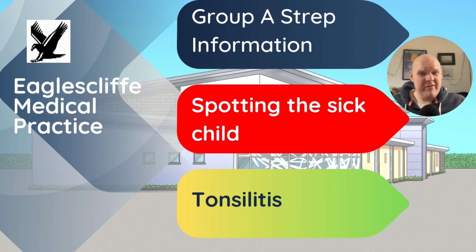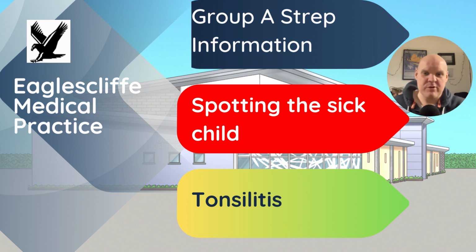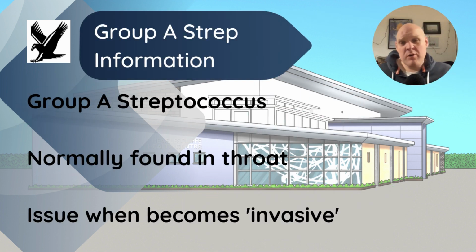So I thought it'd be sensible just to pull this video together, and it will consist of three parts. The first part will be a bit of information about Group A Strep. The next part will be actually spotting a really sick child and what to look out for. And the last bit, because it's often associated with tonsillitis, is chatting through when we would and wouldn't prescribe antibiotics.